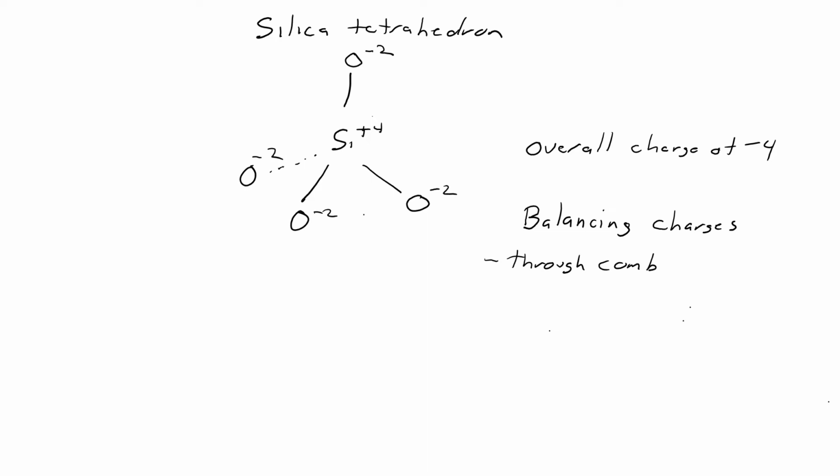combining this negatively charged tetrahedron with some positively charged atoms, which are called cations. Cations, again, are positively charged elements. So, to give you an example, I think most of you have seen the mineral olivine, a very hard, dense green mineral. Looks like little green sand.